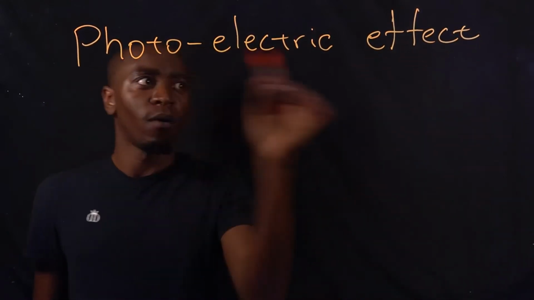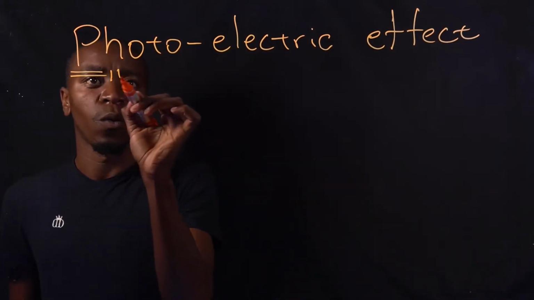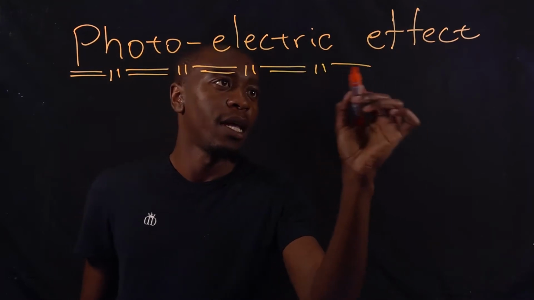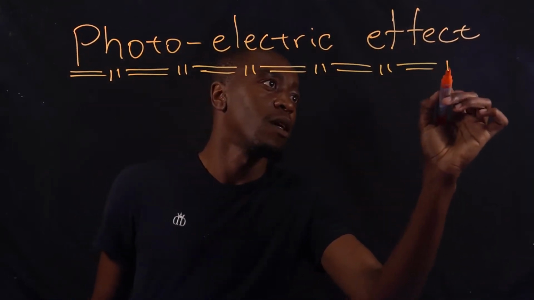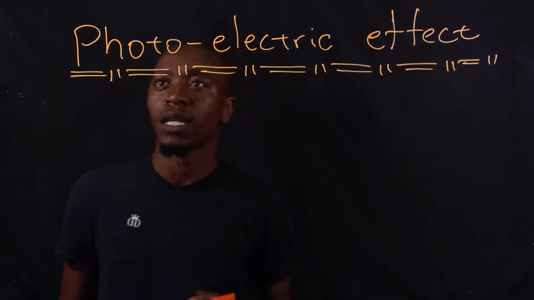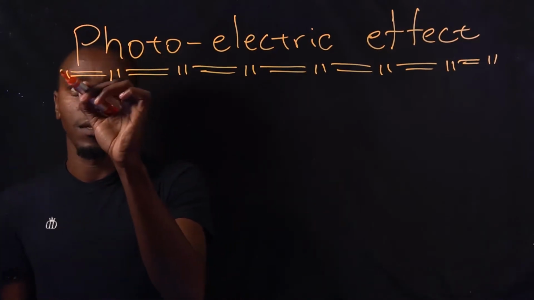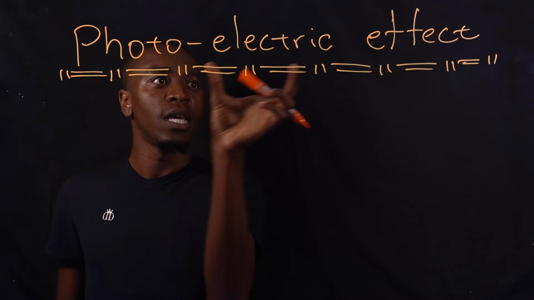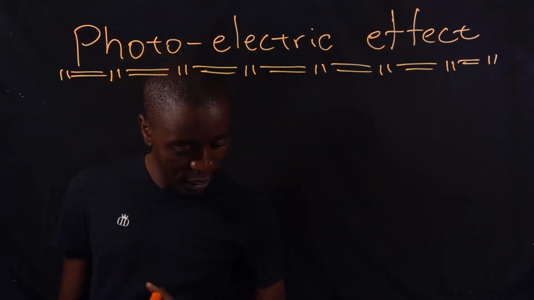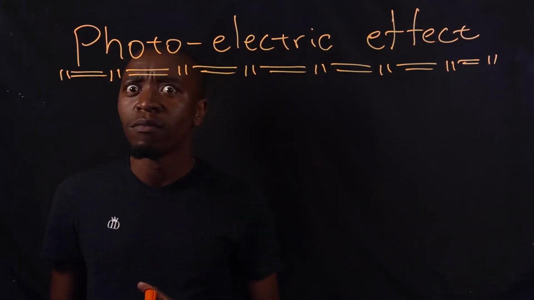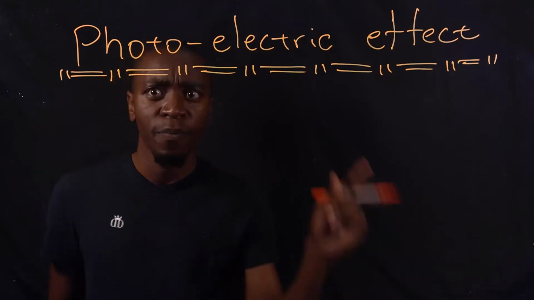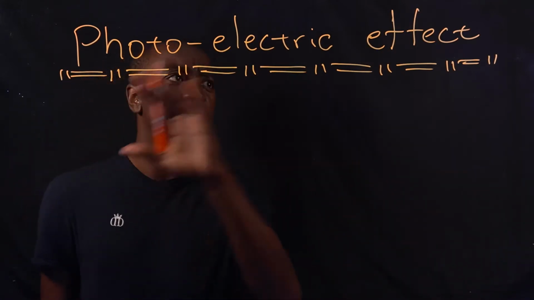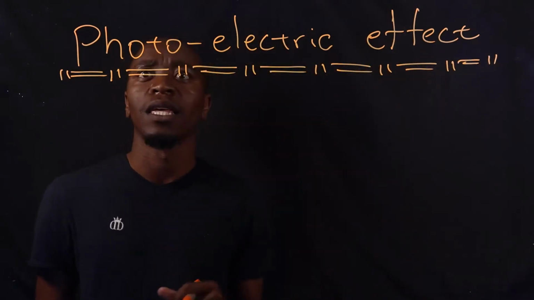The word itself explains itself. The word photo means light, and electricity is a movement of electrons. So we are going to investigate the effect of it. It is as simple as that. The photoelectric effect means electricity from light. We usually see it in solar panels, the solar system actually. So let's explain this entirely.